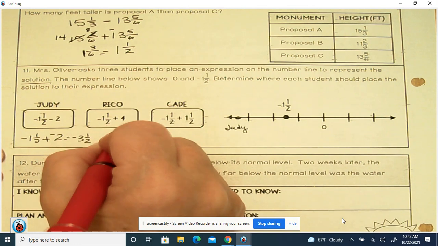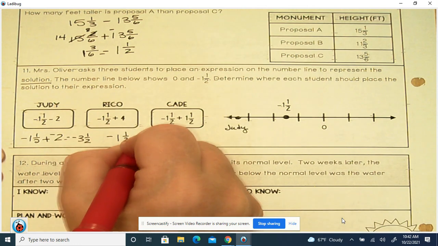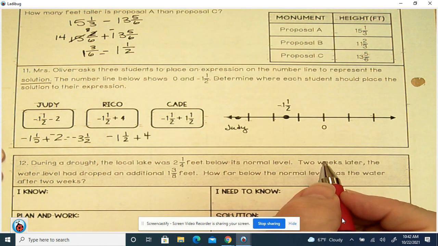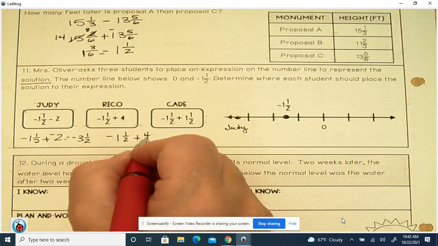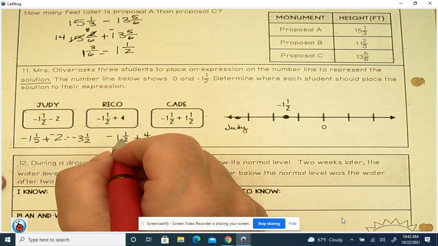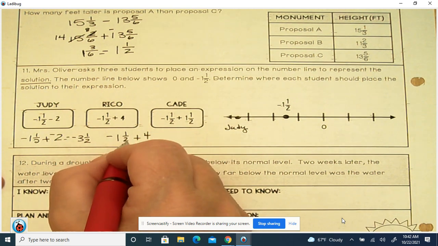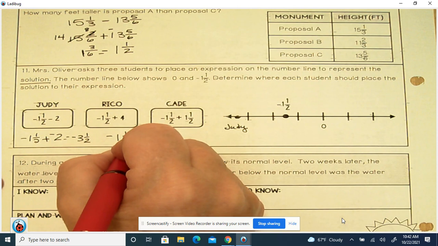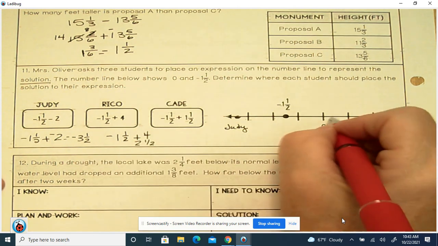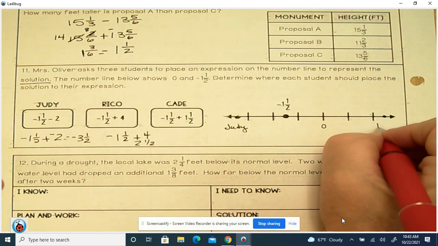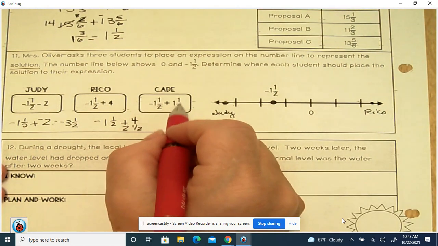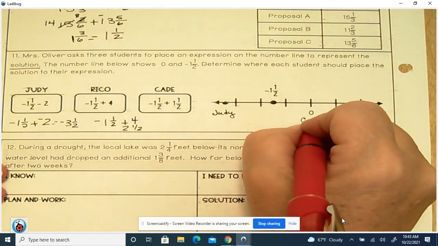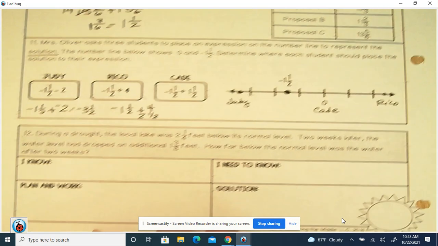Rico is a negative 1 1/2 plus 4. So we're going to subtract that. And 4 minus 1 1/2 is going to be 2 1/2, because 2 1/2 plus 1 1/2 is 4. So the answer here is 2 1/2. So that'd be 1, 2, and Rico's going to go here. All right, and the last one, a negative 1/2 plus a positive 1/2 is 0. So Cade will go here.